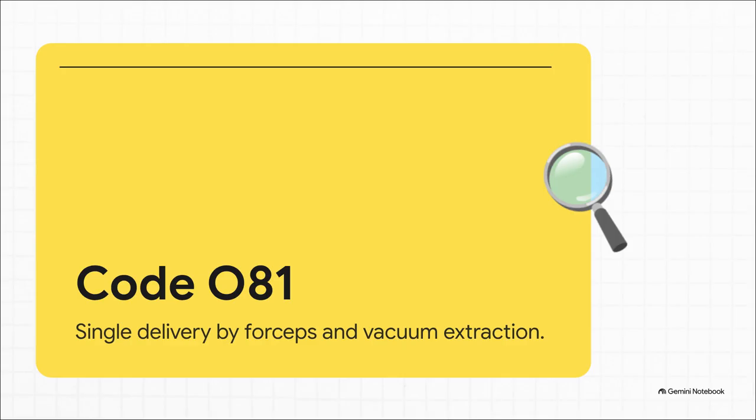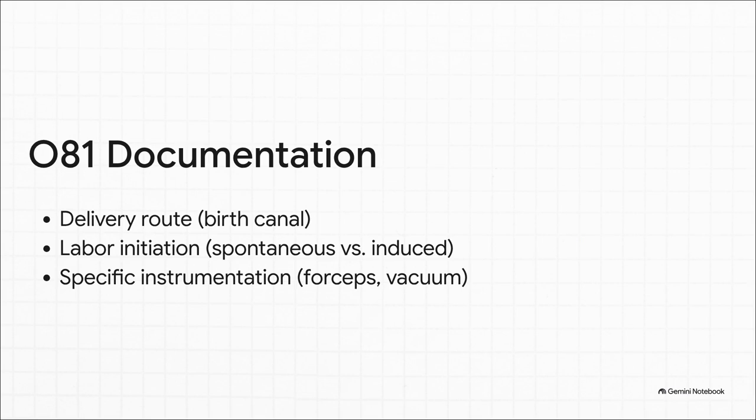So the really crucial point here is knowing exactly what an auditor is going to be hunting for in a vaginal delivery chart. The documentation essentials have to explicitly state the delivery route. It also needs to specify the labor initiation. Was it spontaneous or was it induced? And if instruments were used, we need the exact instrumentation details. Was it forceps, a vacuum extractor? We need to know. Remember, vague notes almost always lead to denied claims, and nobody wants that.